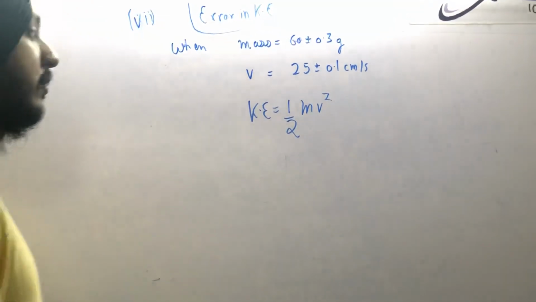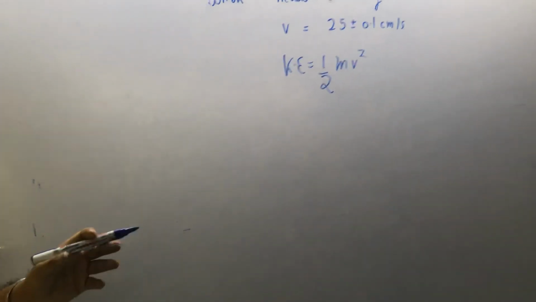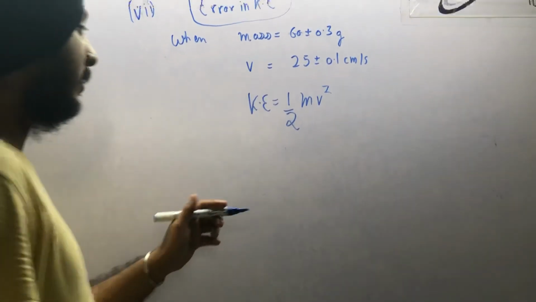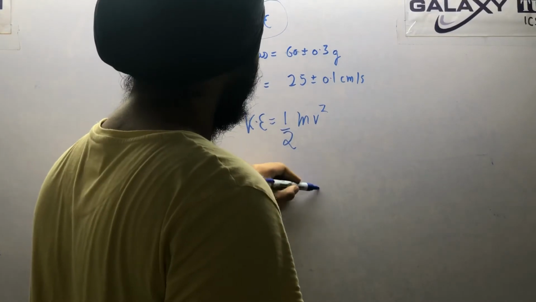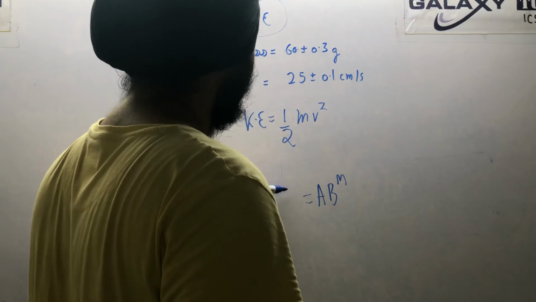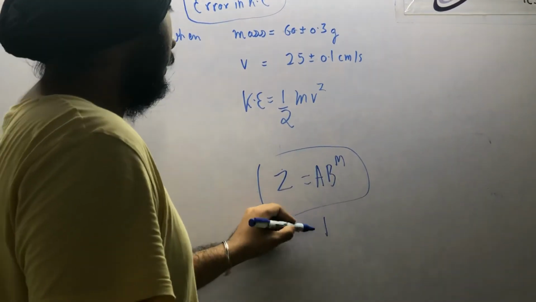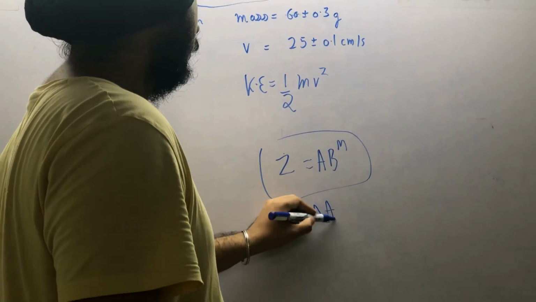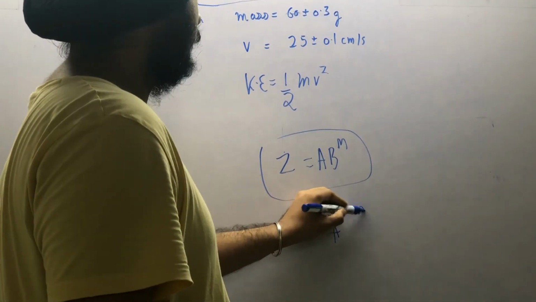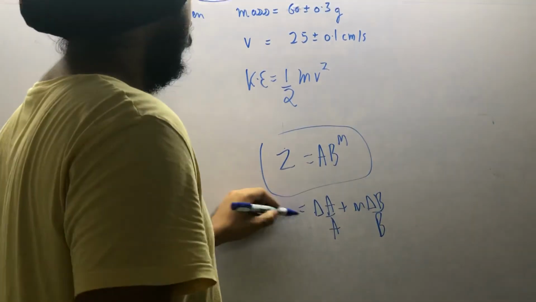Half m v square, half m v square. Okay, so if you have to only find the error, this is a case we have seen. What we do is delta A upon A plus n delta B upon B. We will use this formula.